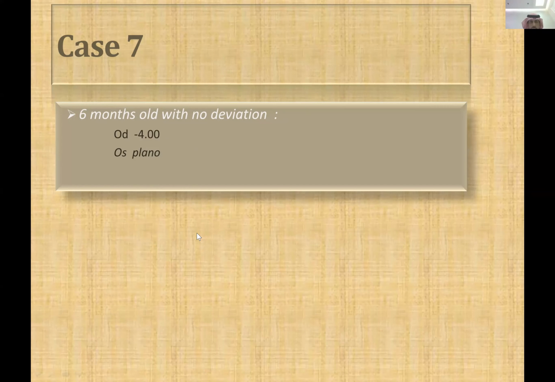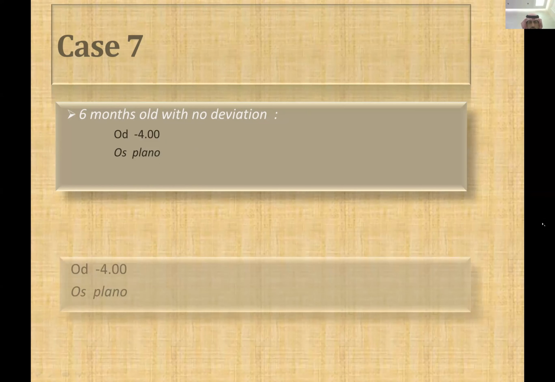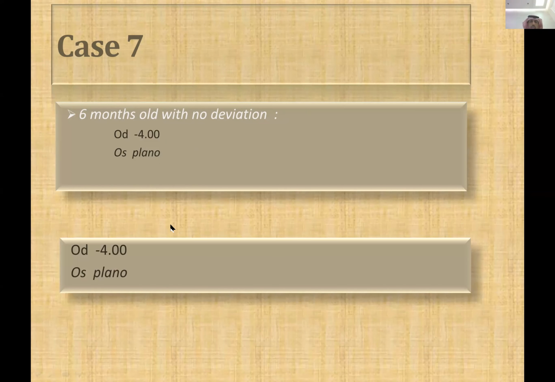So what we need to do is, either we give, there is a problem here that the child has anisometropia, so we cannot undercorrect him. If we want to undercorrect, maybe we can undercorrect only 1 diopter. So either we give him -4 plano full correction, or we give him -3 in the right eye and plano in the left eye.